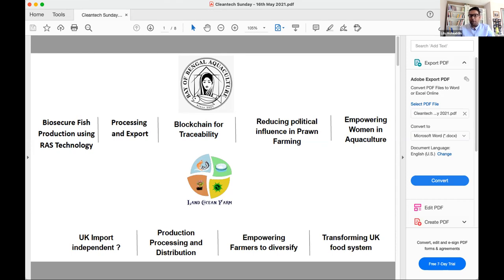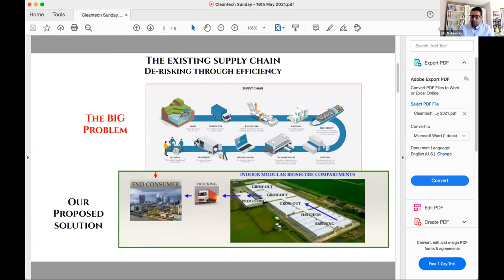So they don't need to worry, they can actually jump in to produce prawn or any other fish from the Bangladesh perspective. So the knowledge we are gathering by staying in the UK and at the same time in Bangladesh, we are amalgamating to find out whether both of the countries can be input independent. The big problem is the supply chain, from here to there. That's exactly what we wanted to take out. And how did we want to do that?